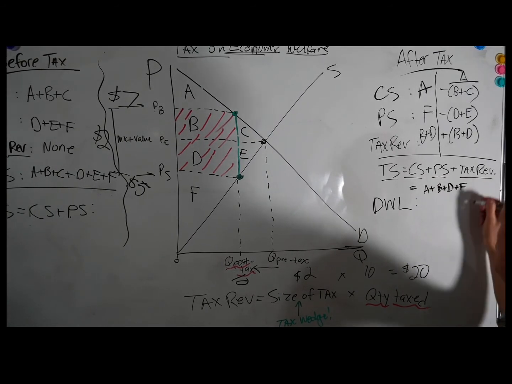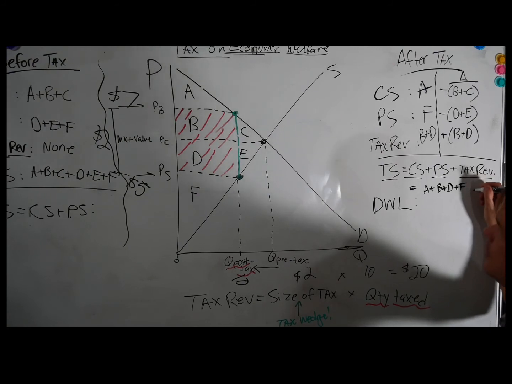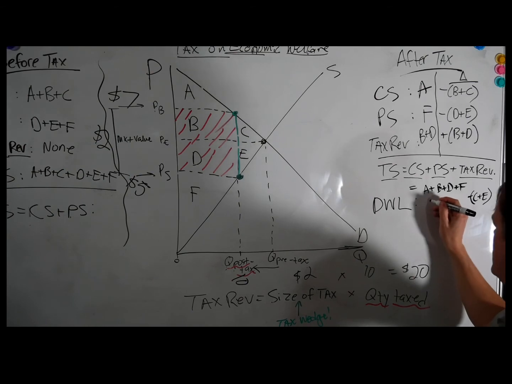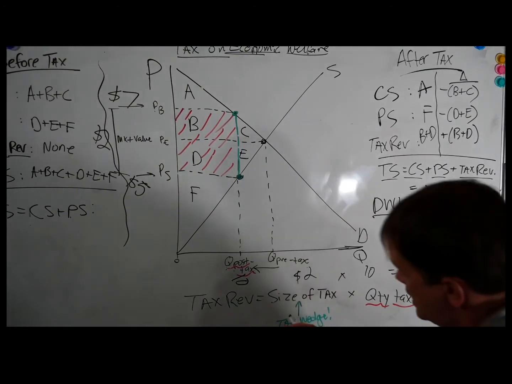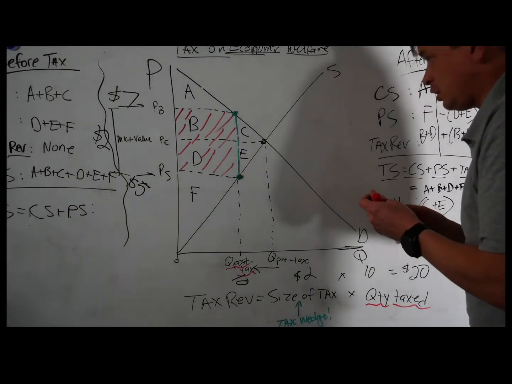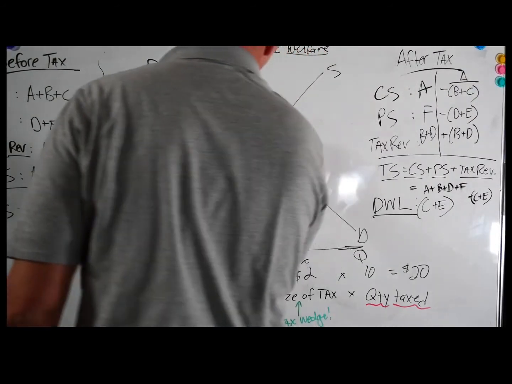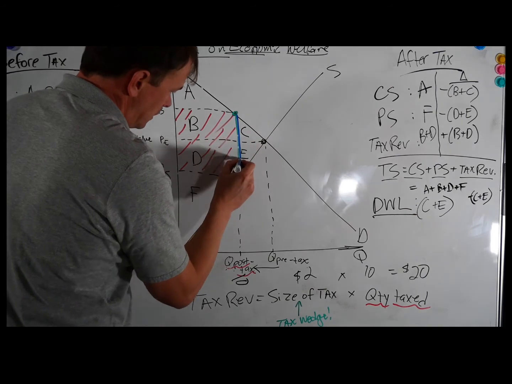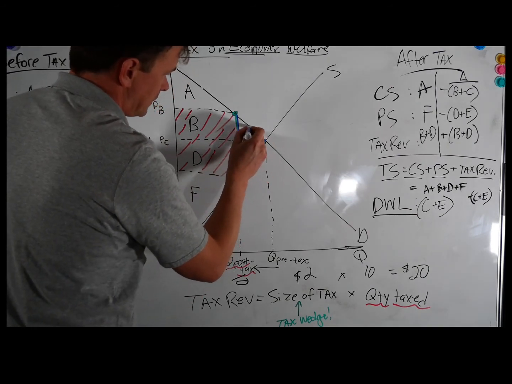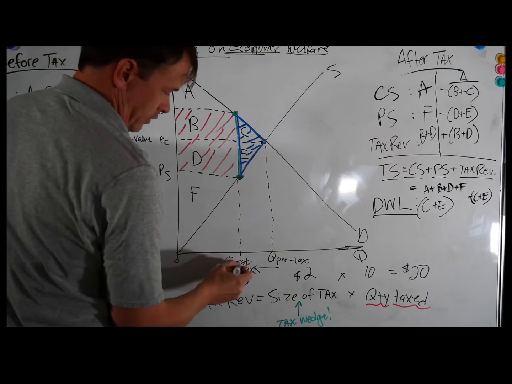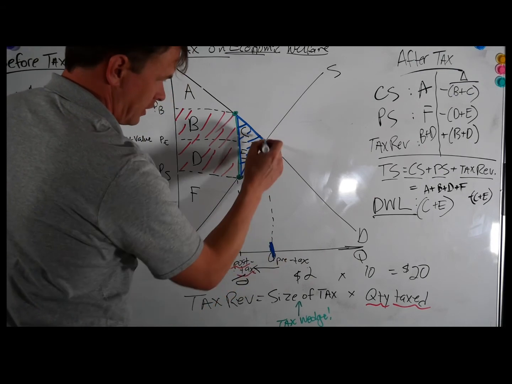All right. What changed? What did we lose? Well, we lost C plus E. All right. And that is known as a deadweight loss. So C plus E is a deadweight loss. All right. This market no longer uses this area right here. Taxes did that, man. This is lost. We don't operate at this quantity anymore. We don't operate at that price anymore.